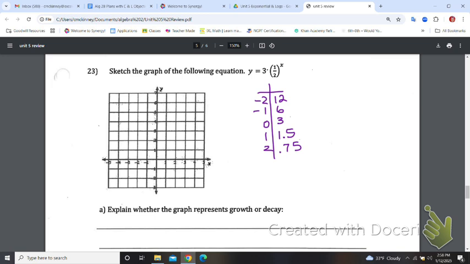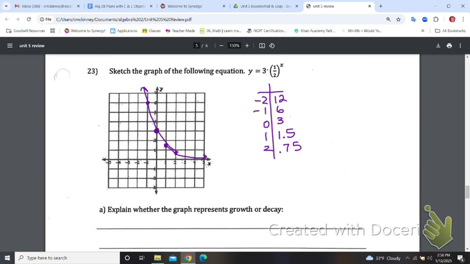So -2 off the top, -1 is already up here at 6. 0, 3, 1, 1.5, 2, 0.75. So this one is going this way, way off. And then over here, down, down, down, close, but it's not actually going under.